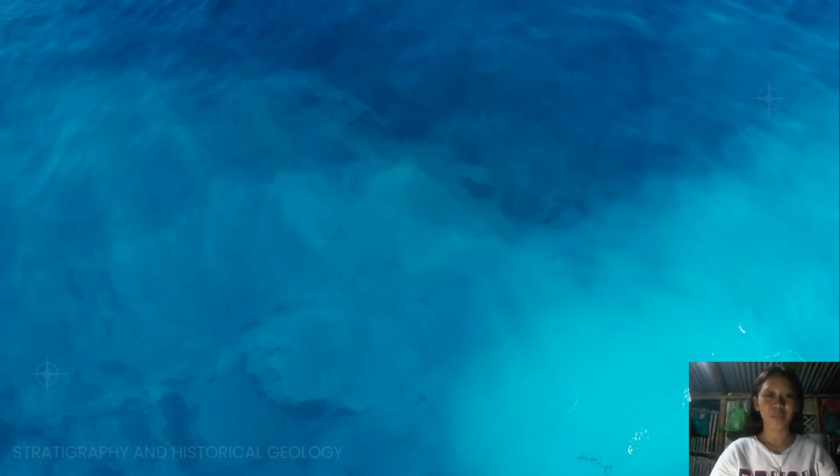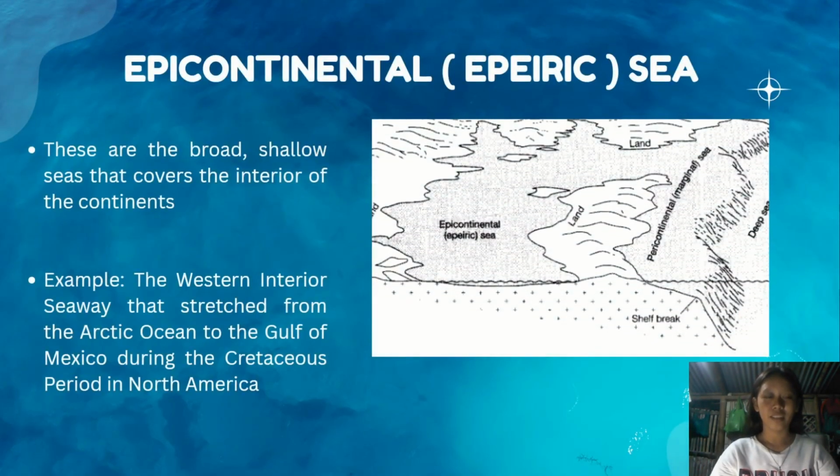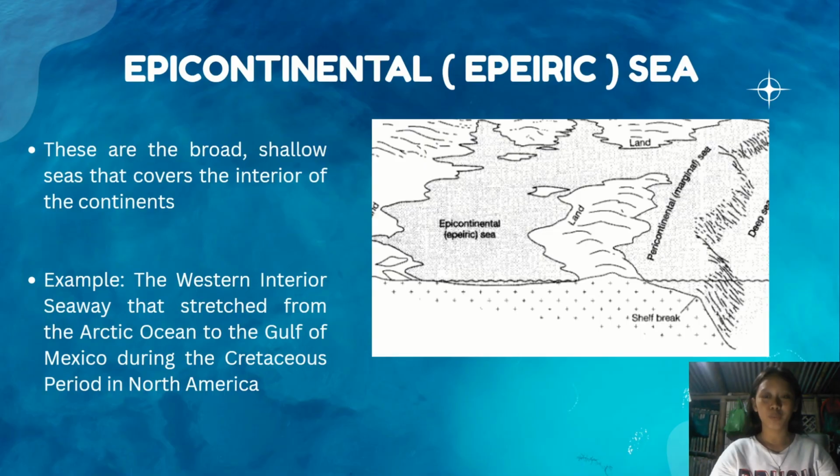First, we have epicontinental or epeiric sea. These are the broad, shallow seas that cover the interior of the continents. As you can see in the figure, since the epeiric sea is surrounded by land on many sides, this means they receive sediments like sand, silt, clay, and organic materials from multiple areas. For example is the Western Interior Seaway that stretched from the Arctic Ocean to the Gulf of Mexico during the Cretaceous period in North America.